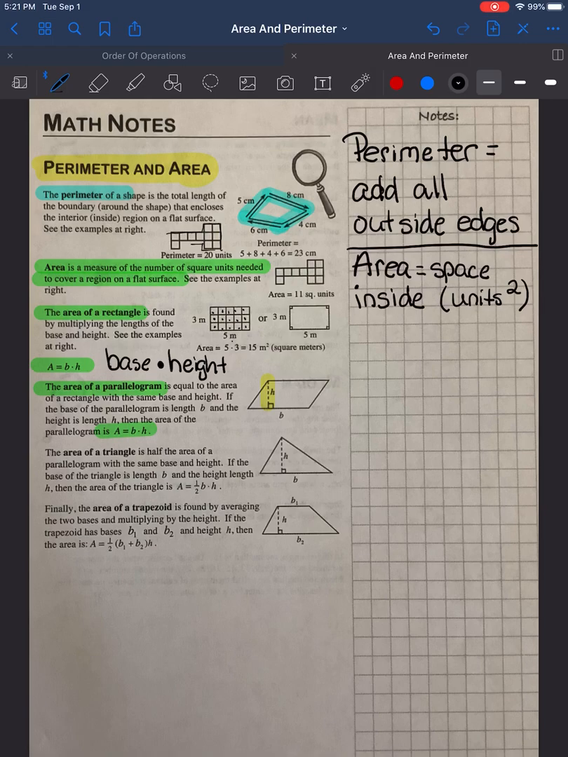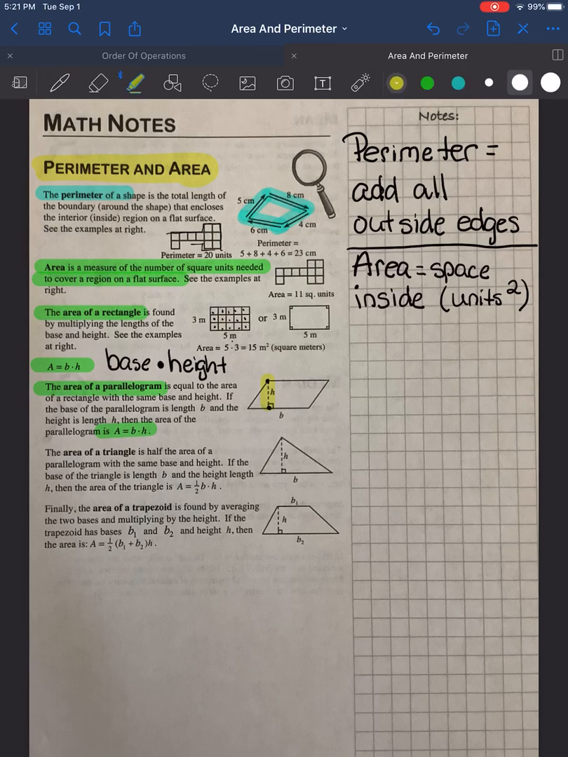On the rectangle, the base is the bottom and the height is the side. On the parallelogram, the height is on the inside because it's telling you how tall that shape is, right? So it looks like the same formula, but you find the number in a different place.